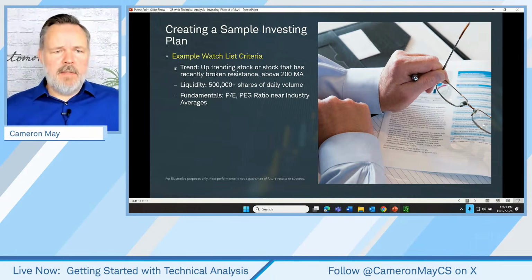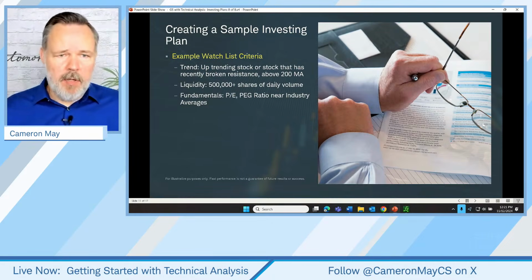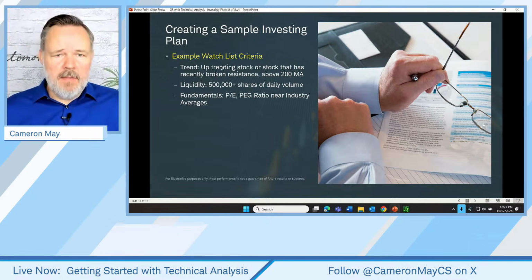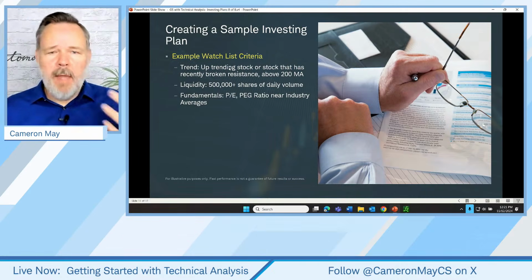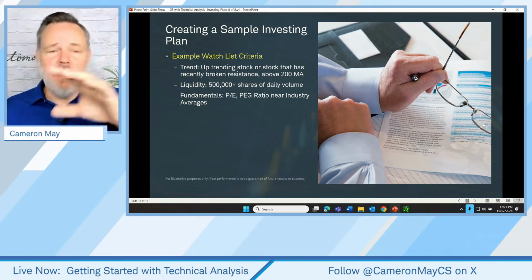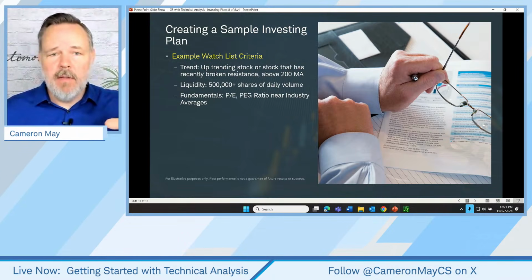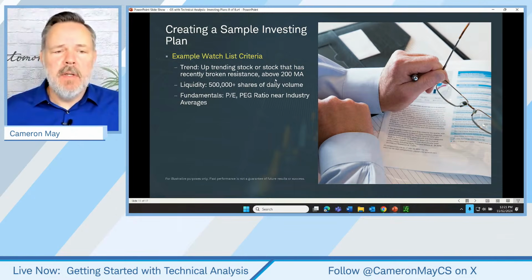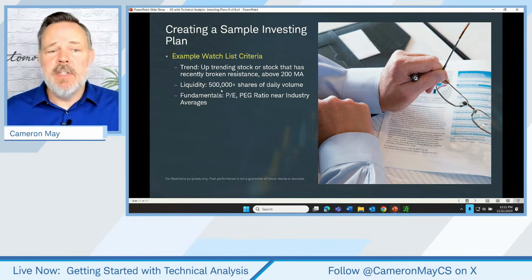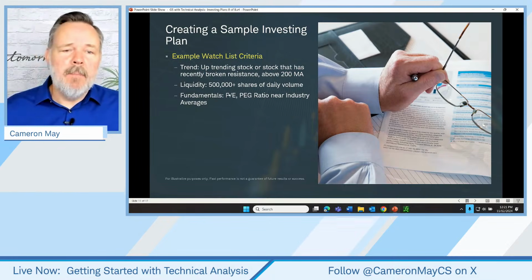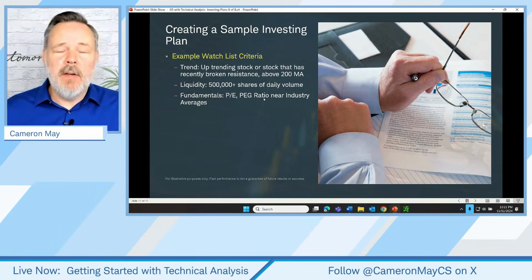Let's just suppose for this example, our trader is bullish and they're looking for a trend that's uptrending, or maybe a stock that's recently broken resistance out of a sideways trend and possibly above its 200-day moving average. Let's also say as a liquidity requirement, our shares need at least 500,000 shares of average daily volume. And for fundamentals, a PE ratio and a PEG ratio near industry averages.